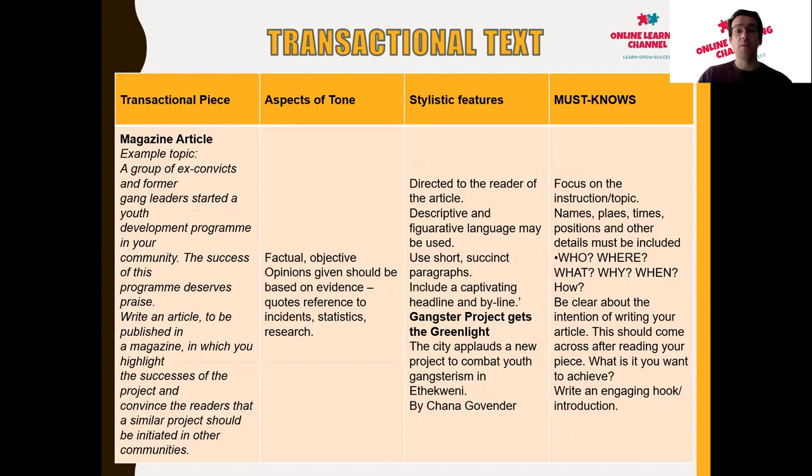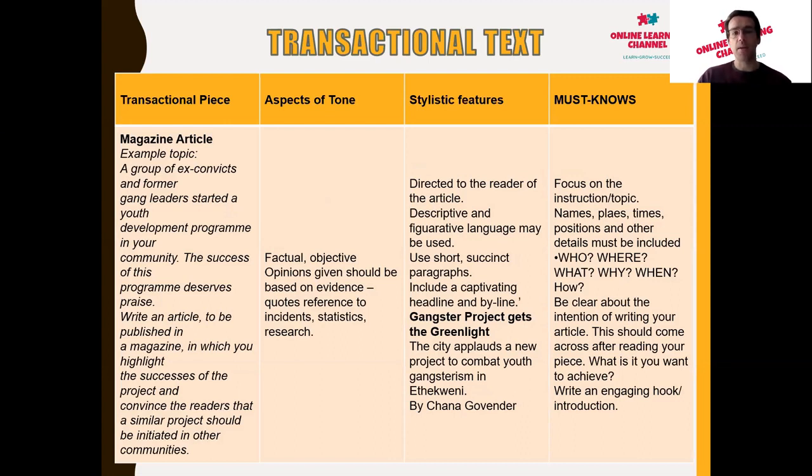So with regards to a magazine article, it needs to be factual, objective opinions that could be based on evidence, quotations, references, incidents, statistics, any kind of research that you may have done. Stylistic features, right, so directed to the reader of the article, descriptive and figurative language may be used. You can use short, succinct paragraphs, including a captivating headline and byline.